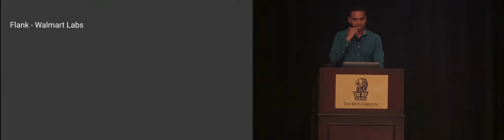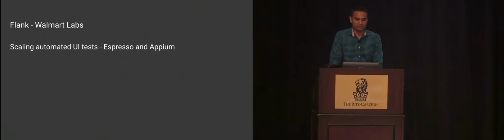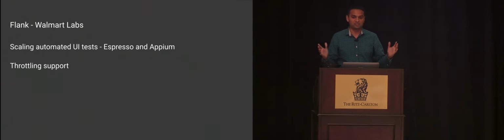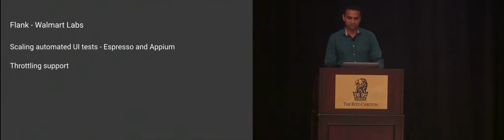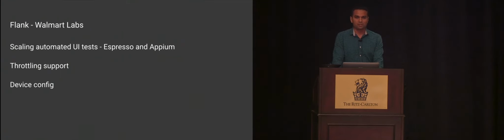It is built by folks from Walmart Labs, essentially for scaling automated UI tests from Espresso or XCTest. They do provide throttling support, so if you have 300 tests, but you don't want 300 devices, you just want 100 devices, you can say, you know what, throttle at 100. Again, device config, what kind of devices you want to put there. And once you run all these tests using Flank, Flank downloads everything into a results directory right into your root project. So you don't have to keep fetching things from the bucket or anywhere.